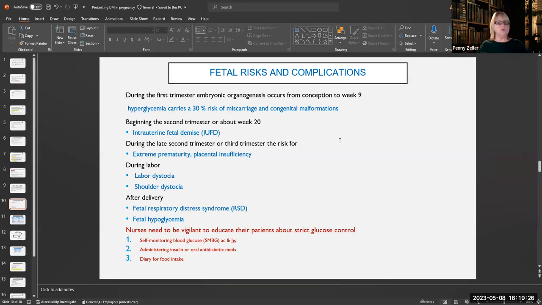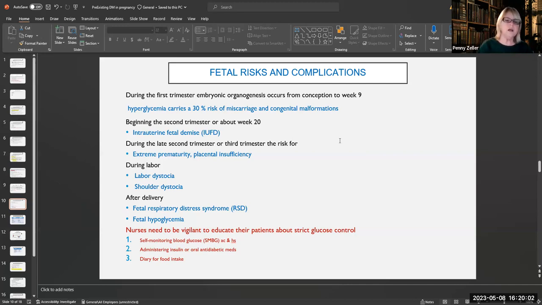After our baby is born, the baby could very well experience what we call respiratory distress and fetal hypoglycemia. So if a baby is used to high levels of glucose and then all of a sudden you clamp the cord and baby's not eating anymore, their sugar drops very quickly. So we want our babies breastfeeding or bottle feeding as soon as possible after delivery, hopefully within the first hour or two.